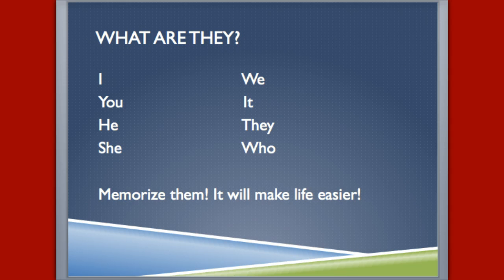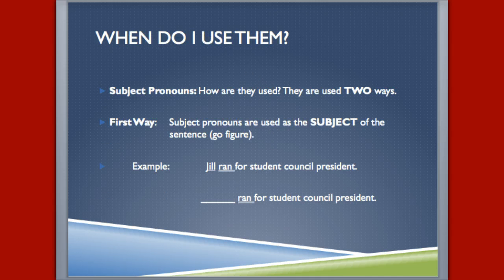Well, first of all, our pronouns are I, you, he, she, we, it, they, and who. And if you memorize them, of course, it will make your life easier. Subject pronouns are used as the subject of the sentence, and you should be pretty good at identifying these by now. Jill ran for student council president. She ran for student council president.